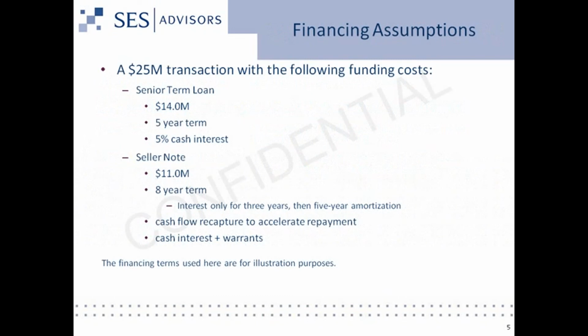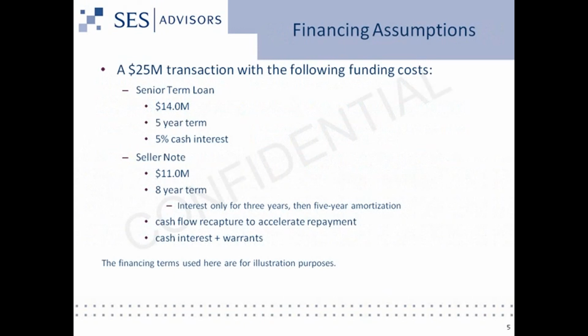So here's how we structured the financing. In this, remember, we had a $14 million senior note and an $11 million subordinated seller note. We have a 5-year term, 5% interest, kind of standard, typical senior debt.